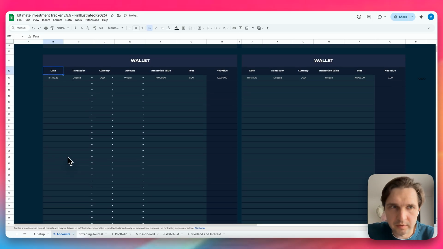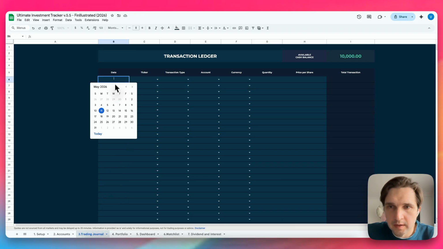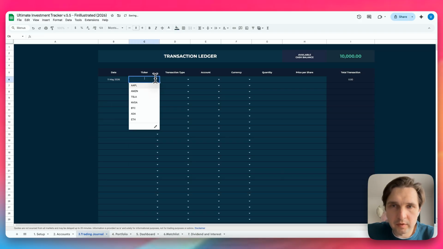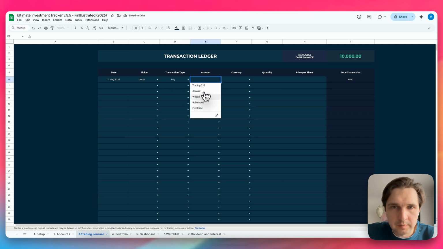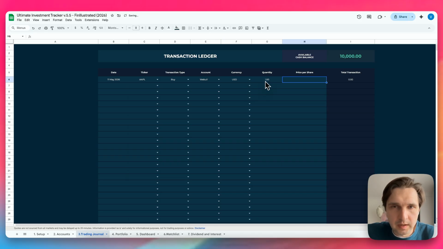Then for the trading part, which is the functional brain of the model, the transactional ledger, I'm going to record a number of transactions. I'll add the date and the ticker. The tickers of both the stocks and crypto combined will appear here. For example, I'm going to buy, and because we kept Webull, I'm going to buy in USD. I'm going to buy one share of Apple, maybe at 200.